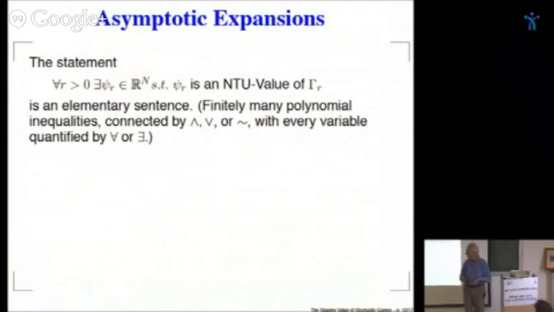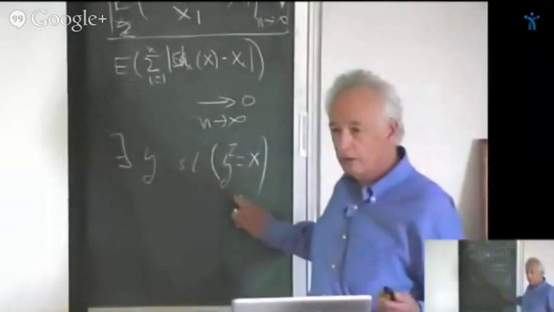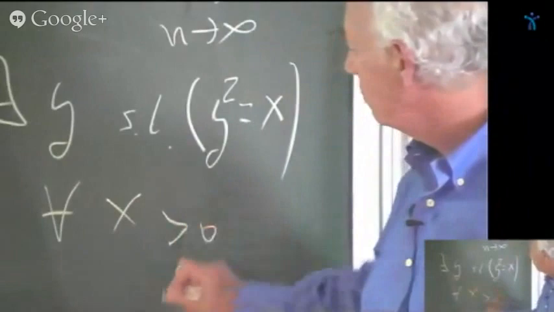So for example, let's say you write something like: there exists y such that y squared is x. So this is an elementary formula, but it's not a sentence, because it's true for some x and not true for others. But if you write for all x greater than 0, then this is a sentence, right? It's either true or it's not true.